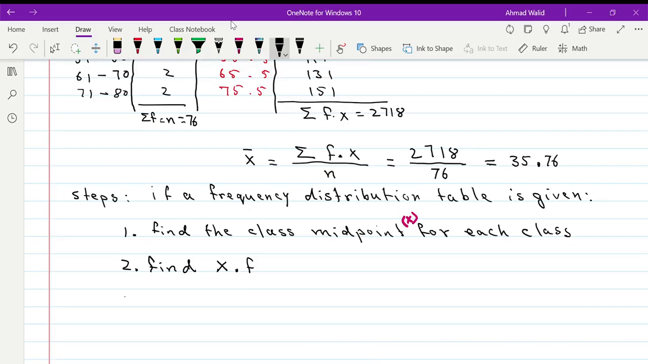Step 3, find the sum of f, which is equal to n. Step 4, plug in: x bar equals sum of f times x over n. That will be your mean. This is how you find the mean of a frequency distribution.